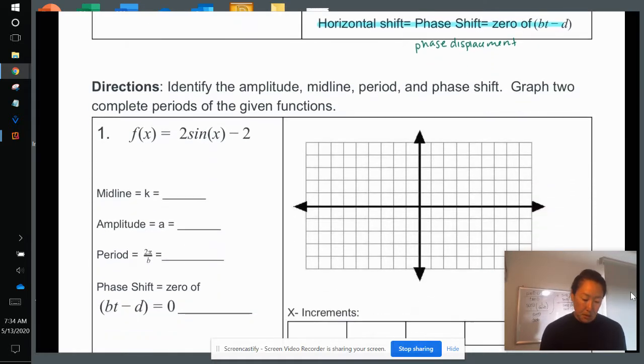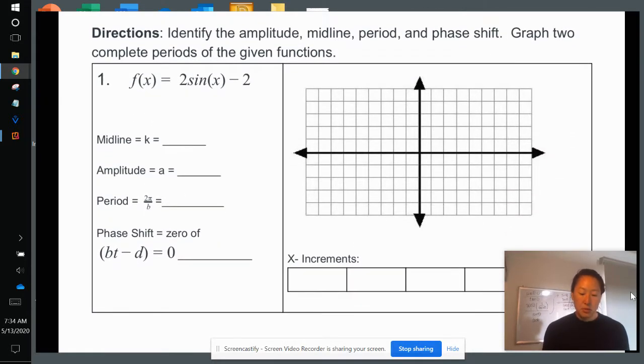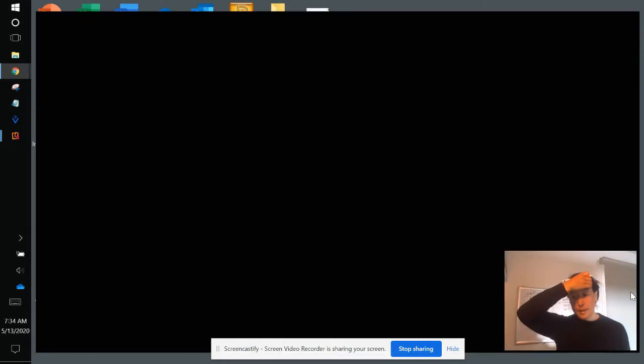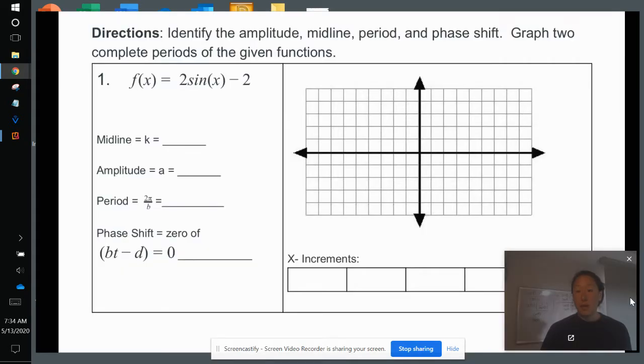Okay, so we're going to graph without phase displacement today, but I am going to show you how to find how far shifted the graph is. All right, so here we go. We're going to pick out our midline. Our k value is -2. Our amplitude is the multiplier outside the function, so that's +2.